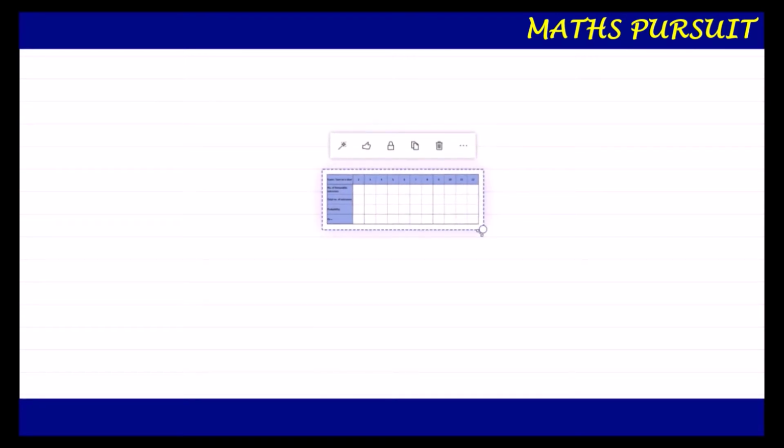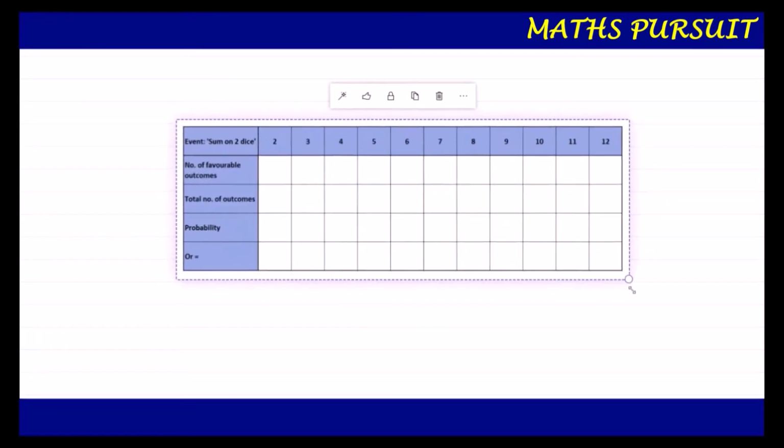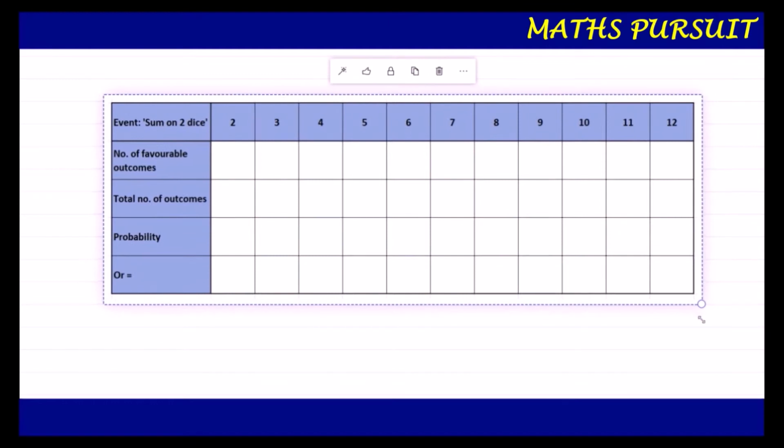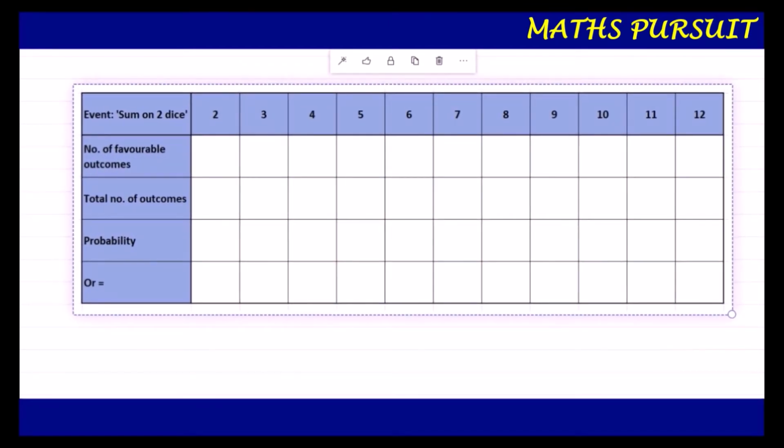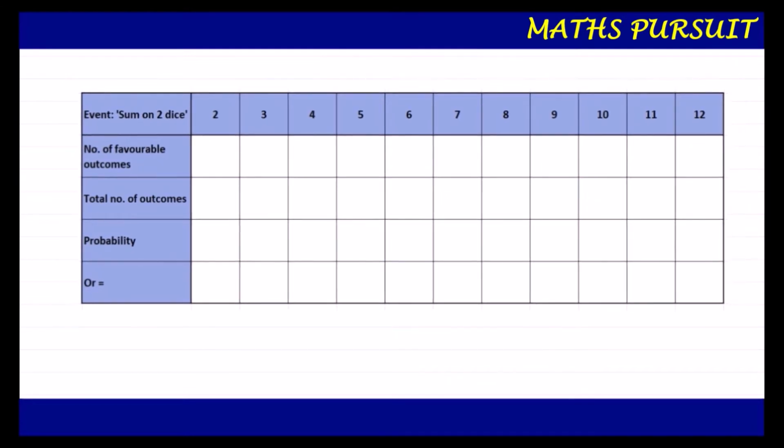So this is the table that I have prepared as per the question, and I have added 1 or 2 rows extra so that it would help us to fill up this table. Now let us look here to this table. As per the question, the given table is like this. Here they have explained sum on 2 dice, and then they have given the sum 2, 3, 4, 5, 6, 7, 8, 9, 10, 11, 12, and they have asked us the probability.